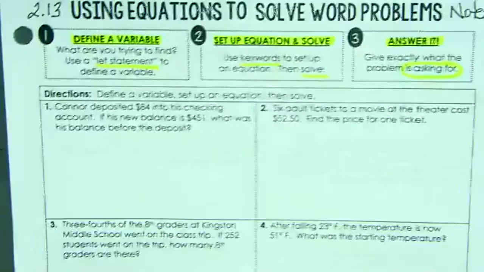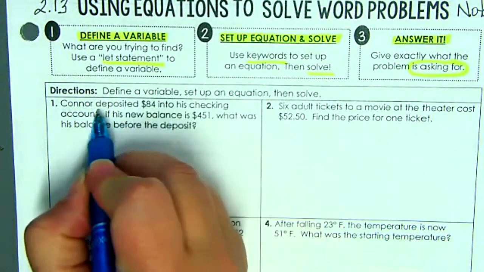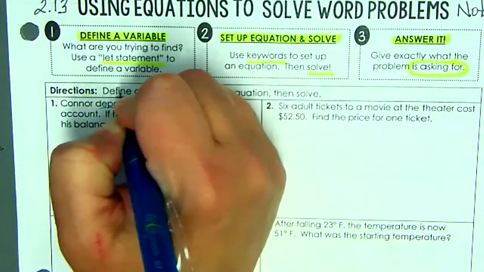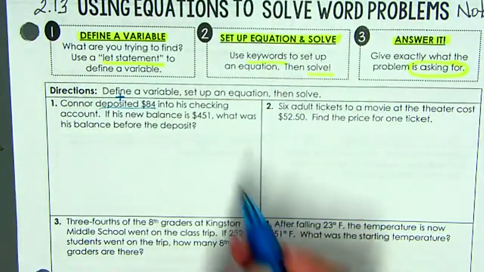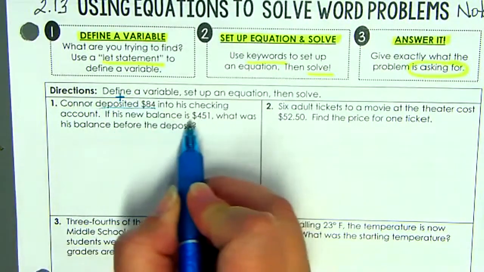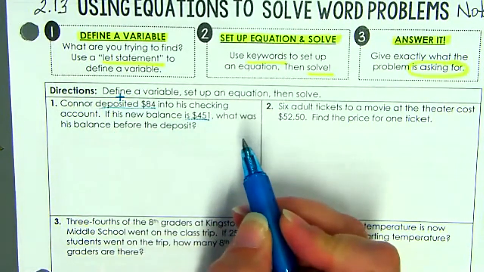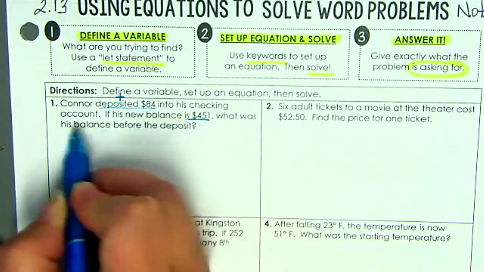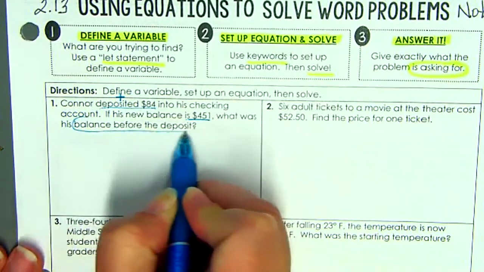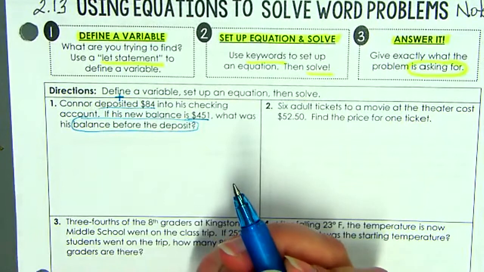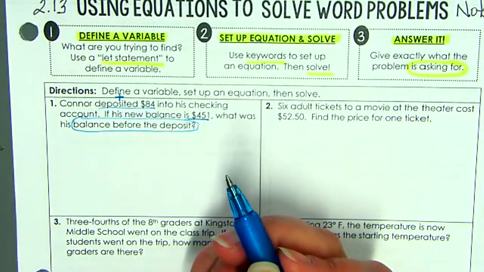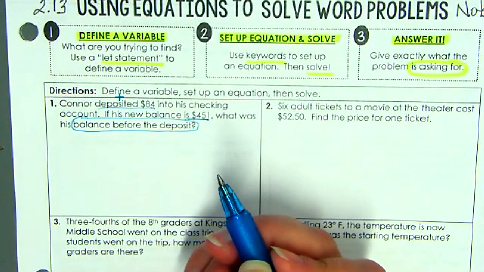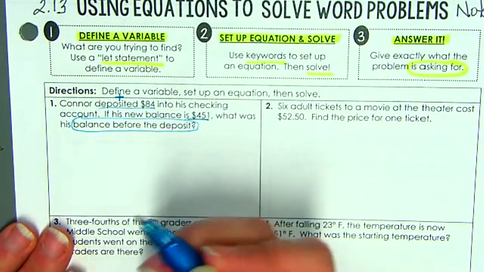Okay, here we go. Looking at number 1. It says Connor deposited. If it's a deposit, that means it's being added into the bank, so I need to think addition. Into his checking account. If his new balance is 451, so that means it's equaling 451, what was his balance before the deposit? We want to know the balance before the deposit. The question is normally, not always, but most of the time, the X. So now we write our let statement.